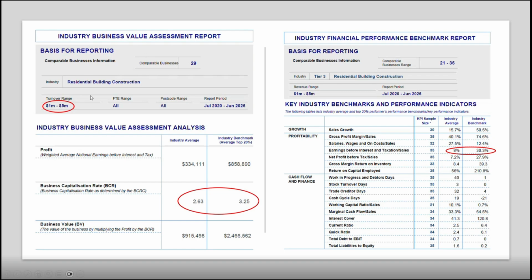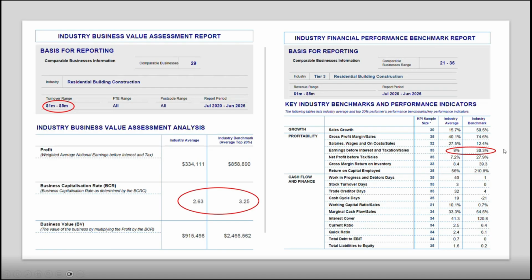You can see what's really important, that the comparison of data must be comparable. We've seen valuer reports where a business turning over 1.5 million is compared to a pre-listed company turning over 50 million. Is that generally comparable data? So you've got to get comparable data. You've got to have a good, accurate sample size. And obviously you can look at the industry average multiples and industry benchmark, which is the average of the top 20.